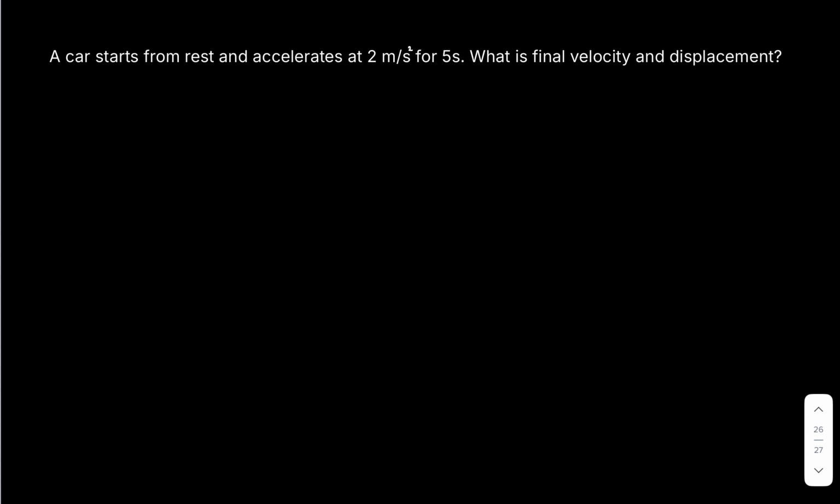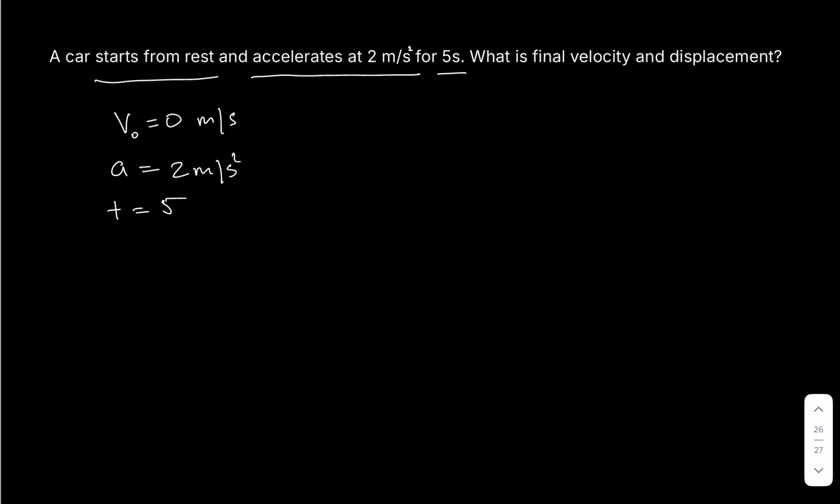So first things first, let's write out our known variables. We know that the car starts from rest, so this means that our initial velocity is 0. We have acceleration at 2 meters per second squared, and the velocity is in meters per second. Then we have our time, so we know that it moves for a total of 5 seconds. So our time is 5.